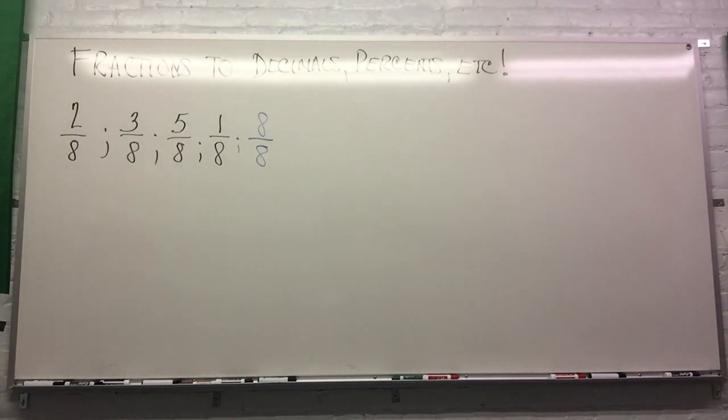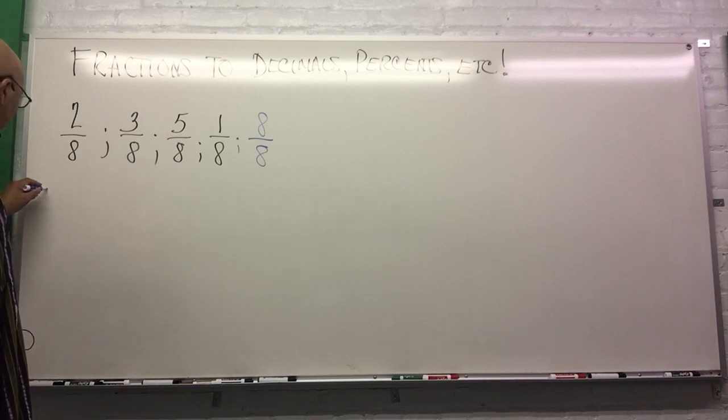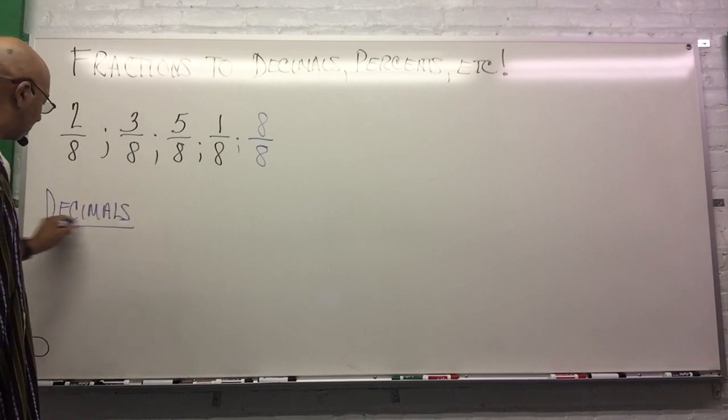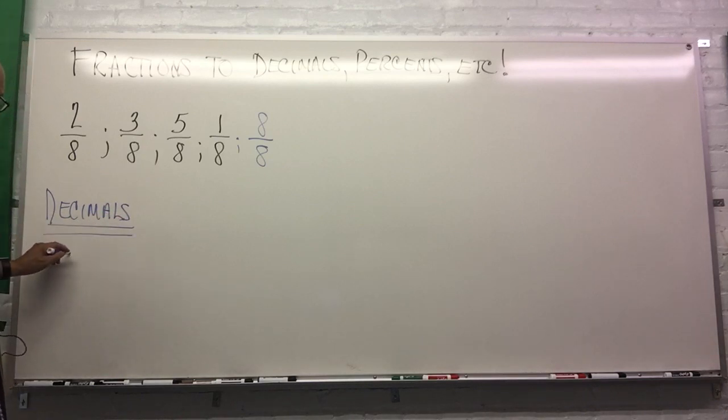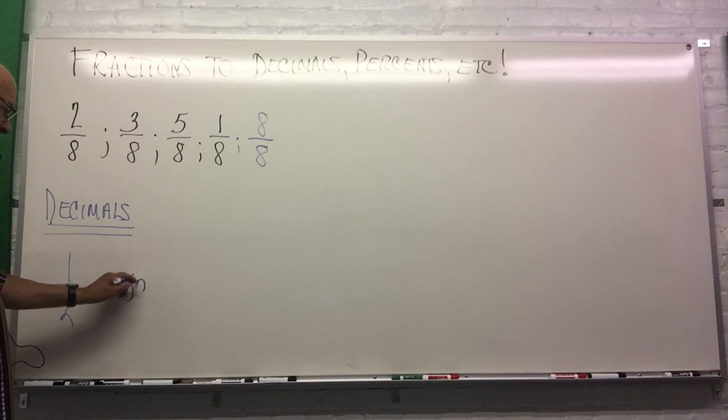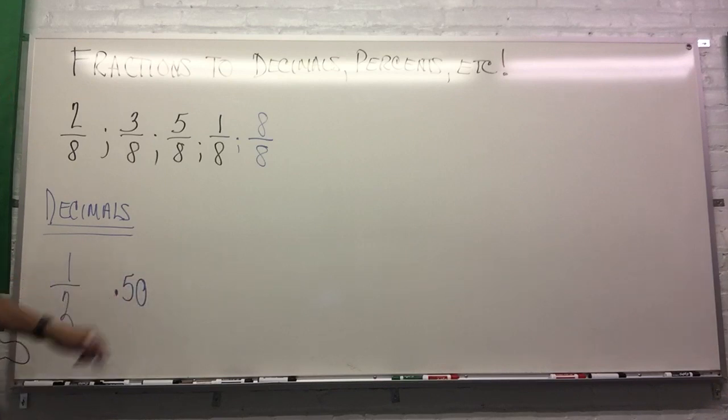Now, if we have fractions, we can change a fraction into what we call a decimal, which is just another way of saying the same fraction. For example, let's take some examples of decimals that you already know. 1/2, you probably know as a decimal of 0.5. You could say even 0.50. That's a decimal. That's equal to 1/2.